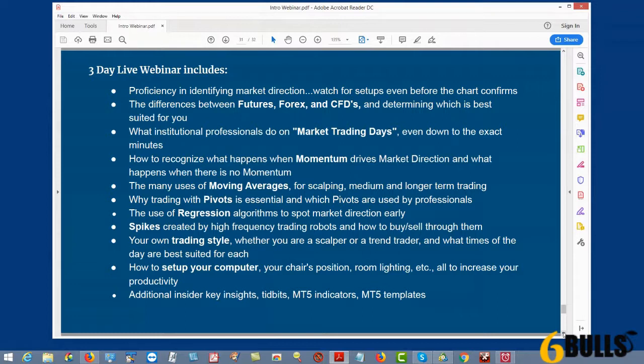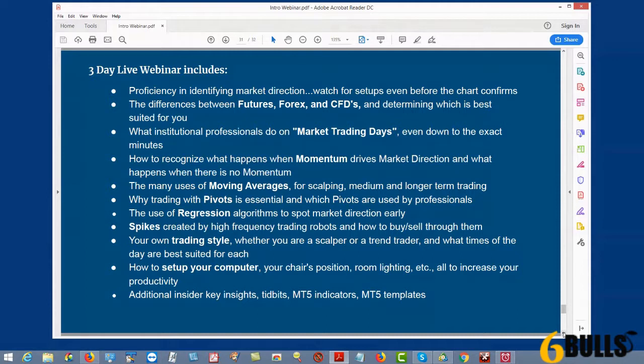I'm going to show you what the institutional professionals, the bankers, actually do on what are called market trading days. And you have to know what the days are, and every day they do a very specific thing. You're going to learn how momentum drives that market, what the actual usage of moving averages is. Now, most people think, oh, moving averages, but trust me, there's so much more to moving averages as part of a strategy that you can develop.